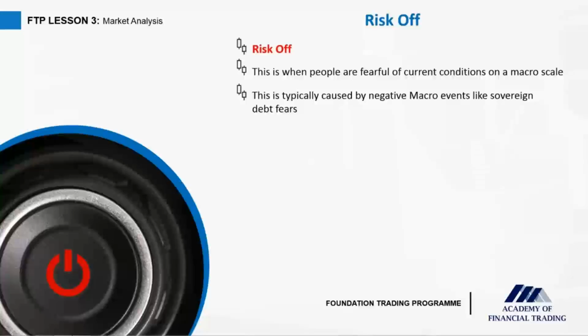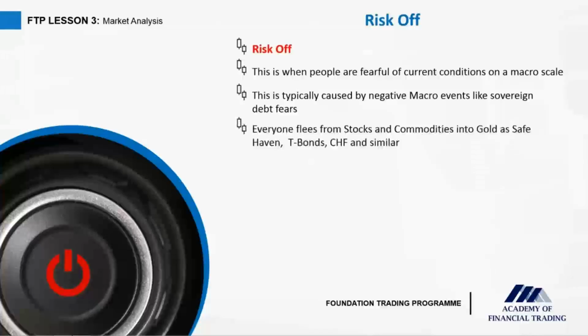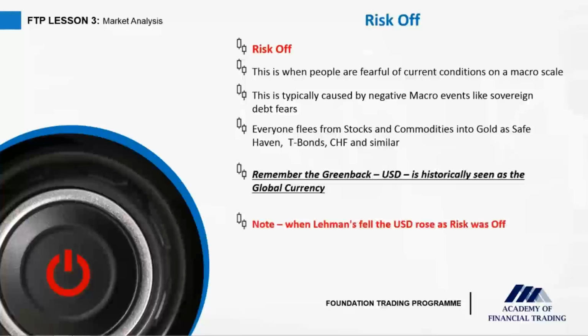So what sort of assets would people look to buy when they are terrified of economic conditions? Some of you may know this already. They look to commodities. They look to things like gold or sovereign bonds or commodity-rich currencies such as the Swiss franc or the Australian dollar. So they can, in some instances, look to the US dollar, which is seen as a global currency.